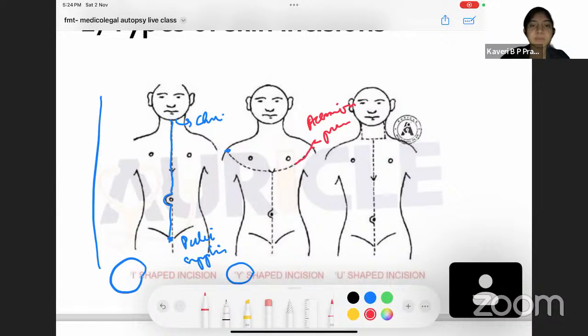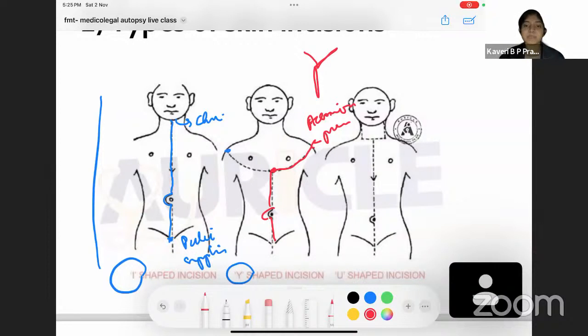It goes below the nipple, it goes till the center, and then it goes as a straight line. It goes like that, and then it takes a turn around the umbilicus and goes up to the pubic symphysis. Here, as the name says, it's Y, no, because the shape of the incision finally looks like a Y. Where does it start from? It starts from the acromion process.